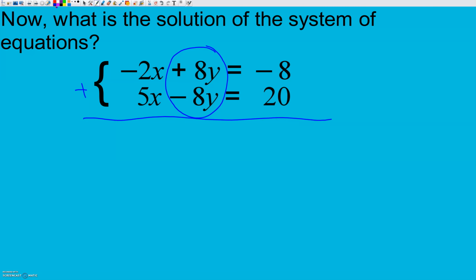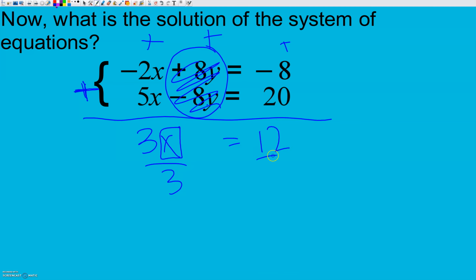So negative 2x plus 5x gives me a total of 3x. Positive 8 minus 8y's give me 0. And negative 8 plus 12, again, we add both equations up in their entirety. So I add my x's, add my y's, add my constants. Here I get 12. Solve for x by dividing by 3, and x is going to be 4.